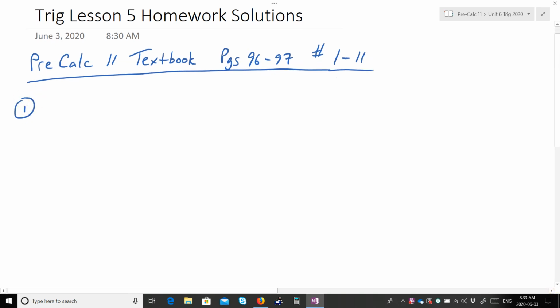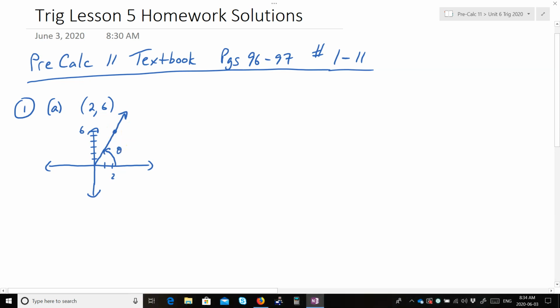Okay, so we'll start with number 1 here, and it says sketch an angle in standard position so that the terminal arm passes through each point. The first point that they give us is 2, 6. The angle would look like this. There's 6, there's 2, there's 2, 6. The angle always goes from the positive x-axis, which is called the initial arm, to the terminal arm like that. So there's angle theta. Okay, so there's 1A.